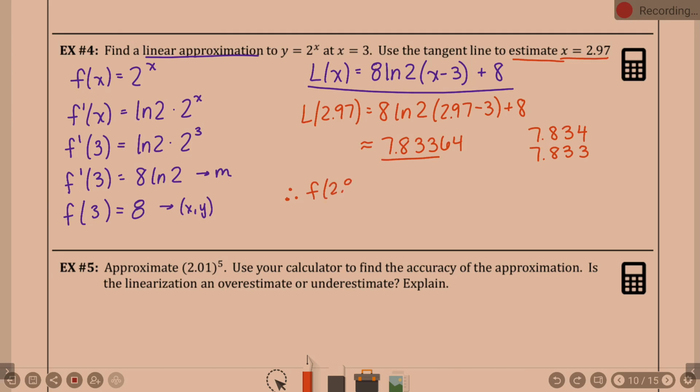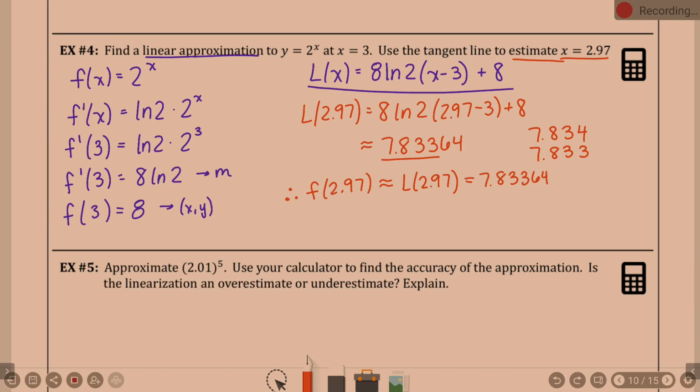So what I'm going to say here is that f of 2.97 is approximately equal to L of 2.97, which is the linear approximation, which is 7.83364. Okay?